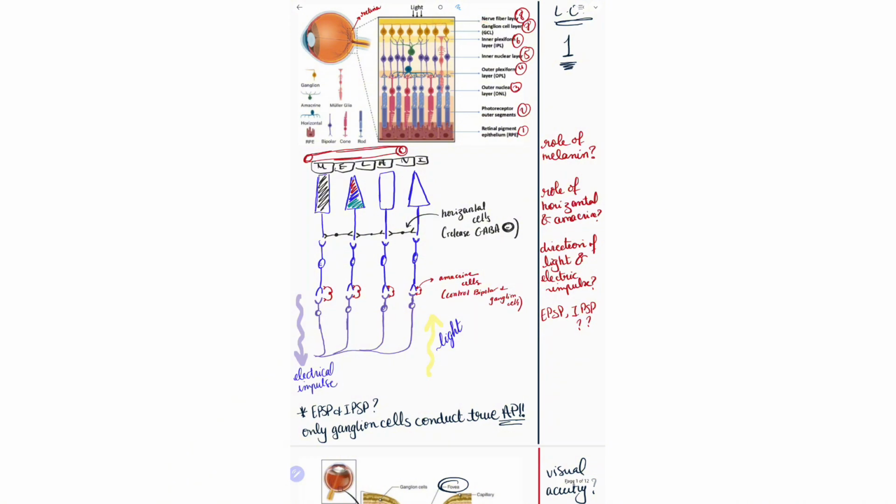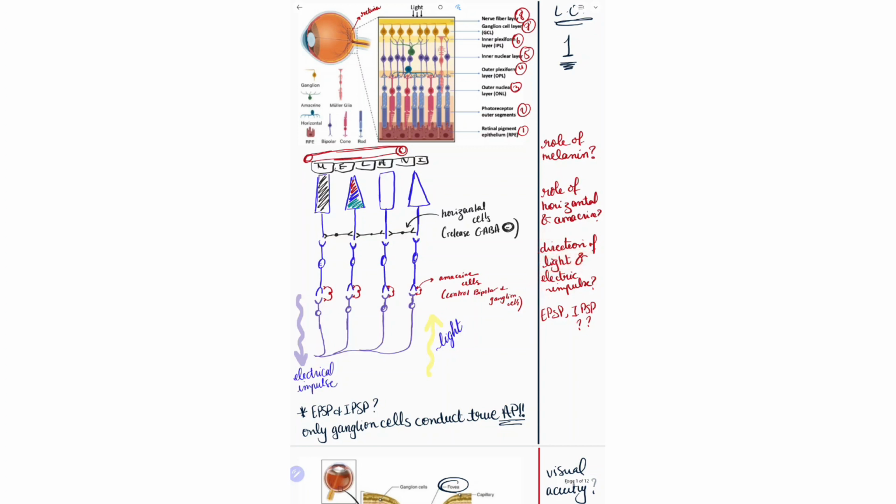Okay? So we said the role of melanin. Now what's the role of horizontal and amacrine cells? Right here, horizontal and amacrine cells are related to something called lateral inhibition that we're going to explain later on. Direction of light and electric impulse.